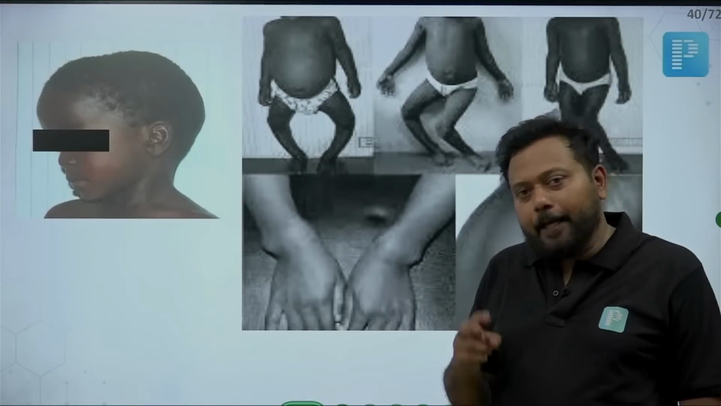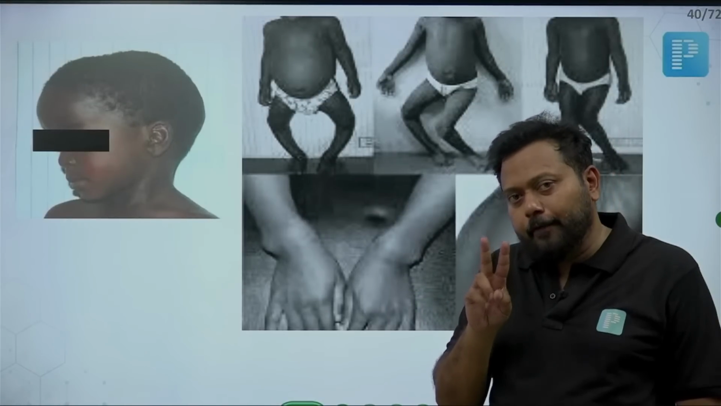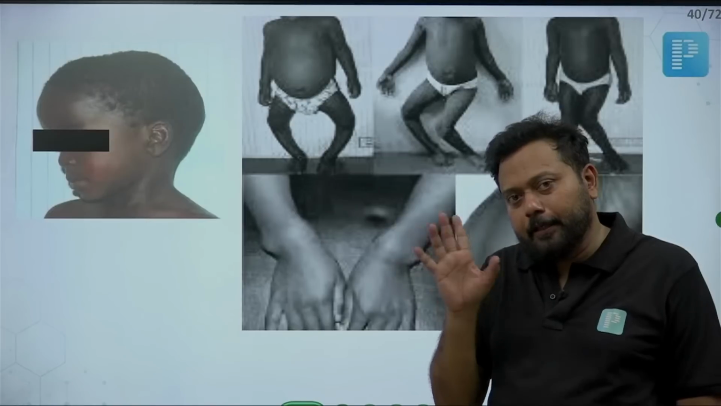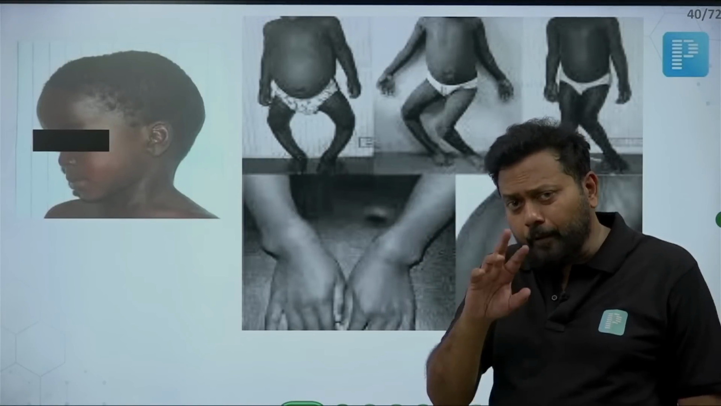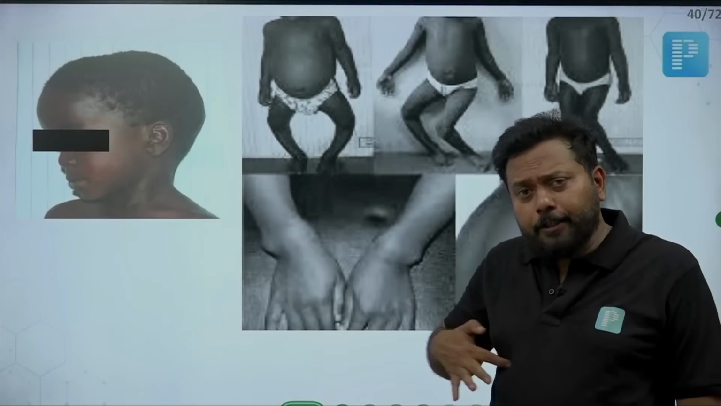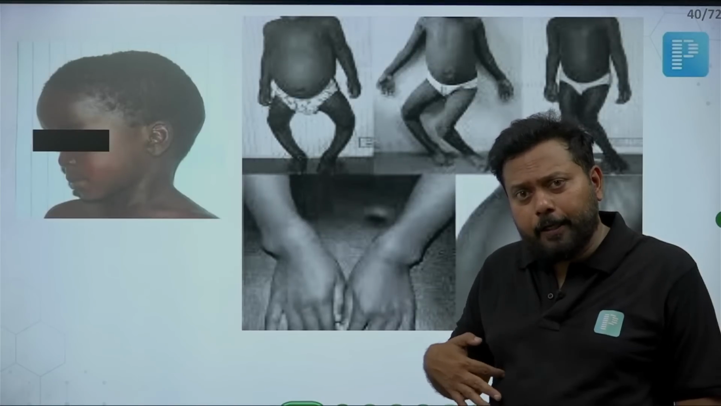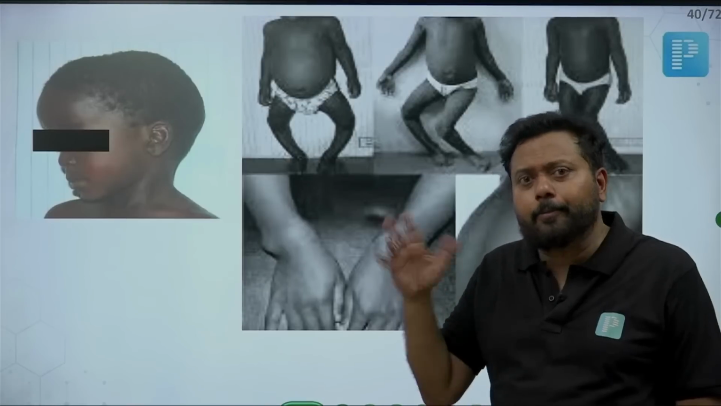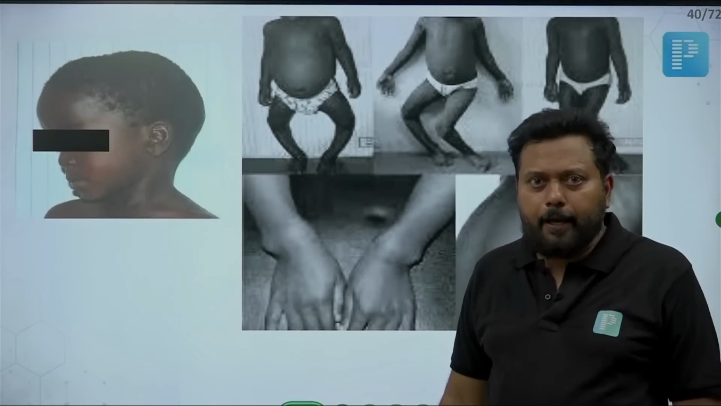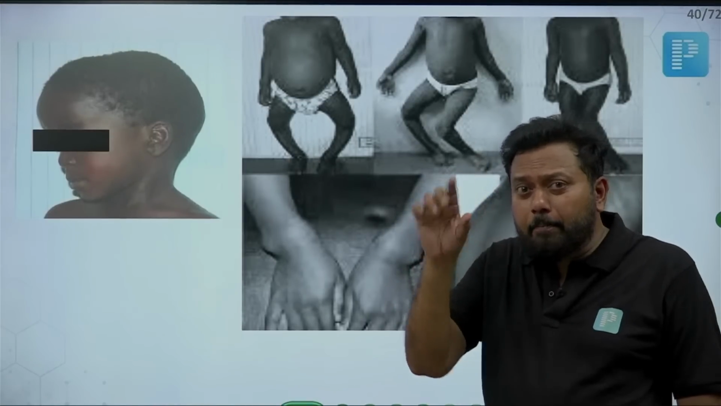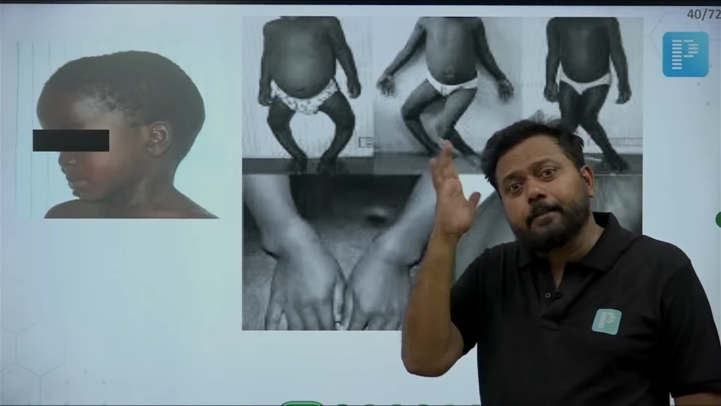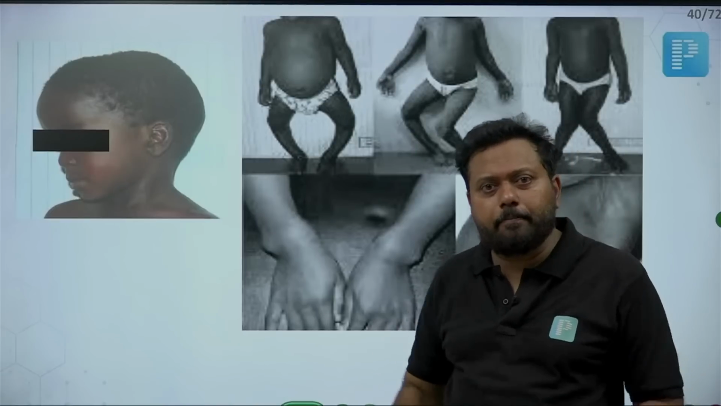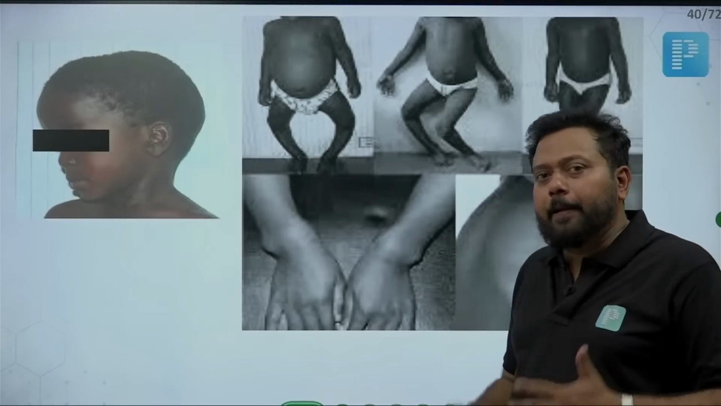Beaded ribs can happen in two conditions, dear friends: one is rickets, another is scurvy. Here it's called rachitic rosary, there it's called scorbutic rosary. How to differentiate? When you touch and there is no tenderness, it is rachitic rosary. When there is severe tenderness, it is scorbutic rosary. When the ends of the beads are blunt, it is rickets; when the ends are sharp, it is scurvy. Very simple. Harrison sulcus, pot belly.